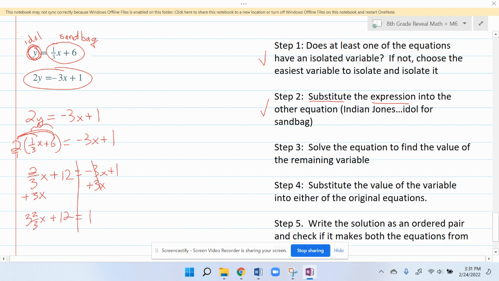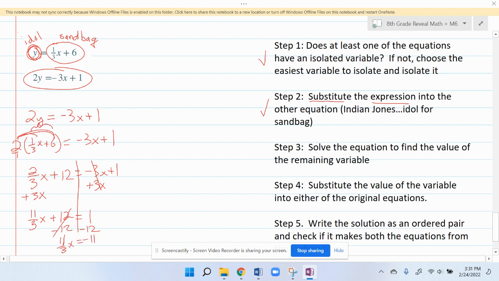Now, I will tell you this. Mixed numbers are no fun. We need to do improper fractions. So 3 2/3 actually equals, if I multiply that, we get 9, plus 2 is 11, so that's 11/3. So I'm taking that out. Mixed numbers, bad. Improper fractions, good. Now we are going to isolate the variable using inverse operations, minus 12. We get rid of those extra terms. We're left with 11/3 x equals negative 11.